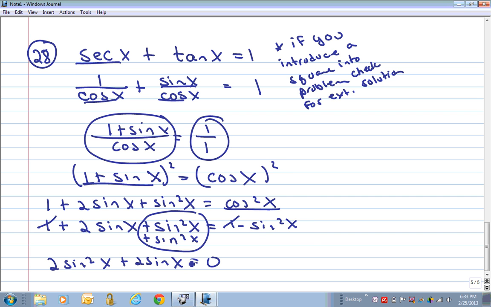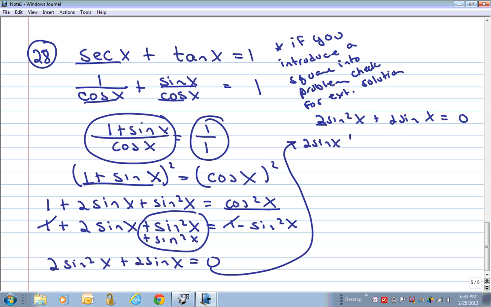I'm finally getting somewhere. I'm going to come over here and try to finish my problem. All right, so I'll start with my 2 sine squared x plus 2 sine x equals 0. Now I'm at a point where I have to factor something. I'm going to factor out a 2. They both have that, and they both have a sine x. So 2 sine x, parentheses, I need another sine x, plus I have that, which is 1, equals 0.